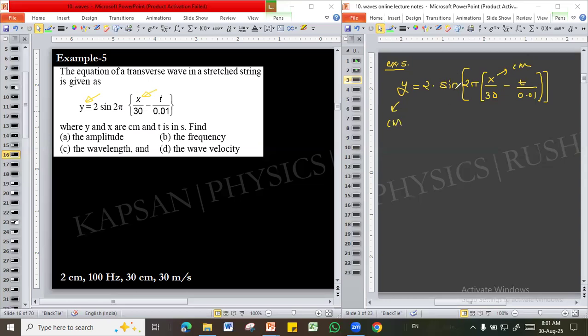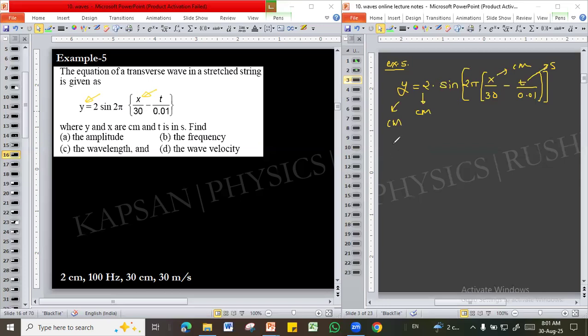Of course, this sine ratio, all trigonometric ratios are unitless. So this 2 and y should have the same unit. So 2 must be in centimeter. This time is in second. Okay, find the amplitude. What is the amplitude of the wave?